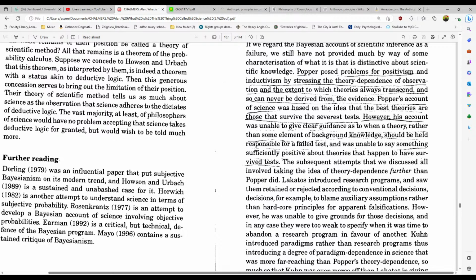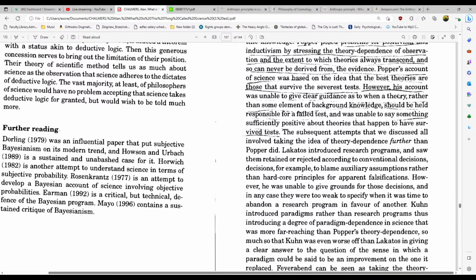In any case, they were too weak to specify when it was time to abandon a research program in favor of another. Because that's the thing. You're going to have enough problems. When is enough problems so that you abandon it and you move to an entirely different paradigm, as Kuhn points out? Well, Lakatos doesn't say that. It doesn't give us any sort of indication of how to figure that out.